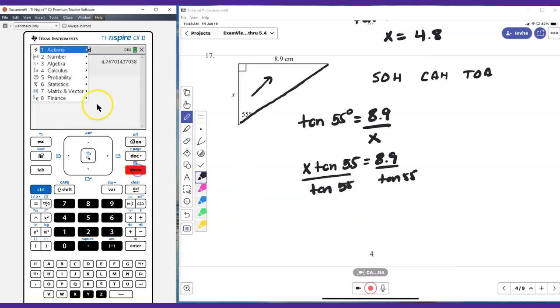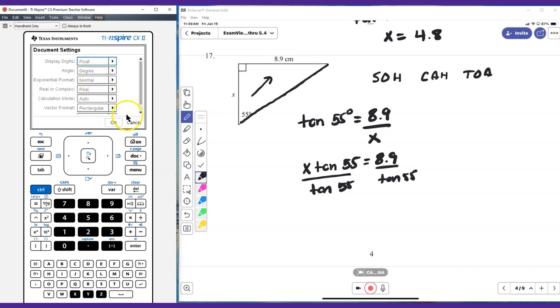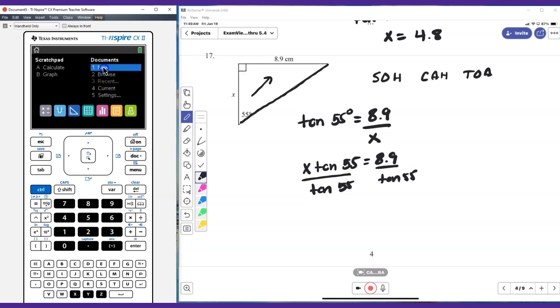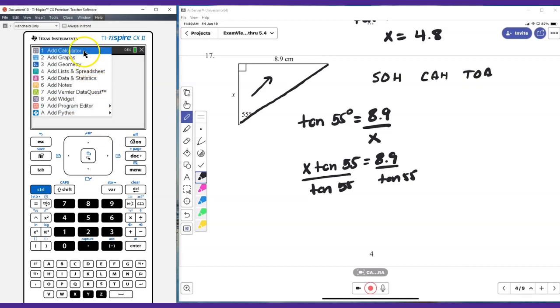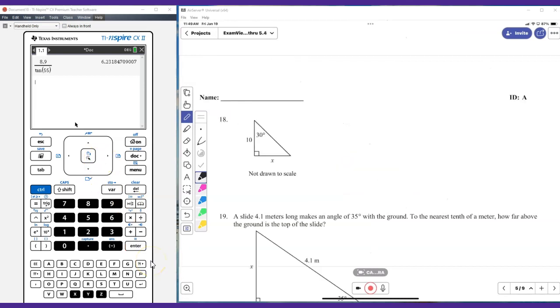Remember that you have to check your document settings, make sure it's in degrees. So now let's go ahead and calculate this. We have 8.9 divided by trig, tangent of 55. Round it off to the nearest tenth. So x is equal to 6.2 centimeters, okay?